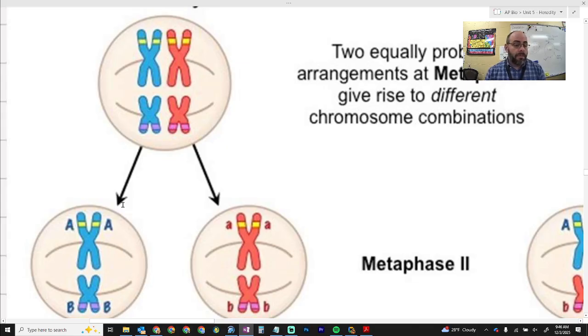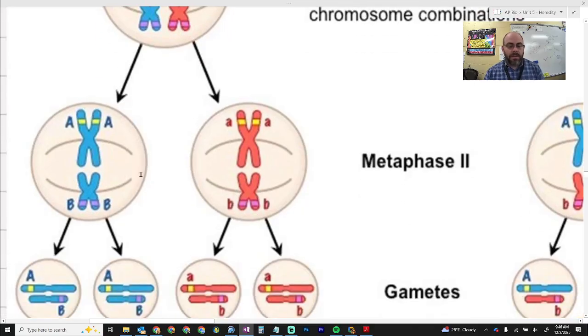Little blue doesn't have to go with big blue, right? It can make its own decisions. It can go with big red if it wants to. Now, if it goes with big red, then little red has to go with big blue. But they could also go together. The idea is that the big pair here sorts itself out independent of the little pair and vice versa.